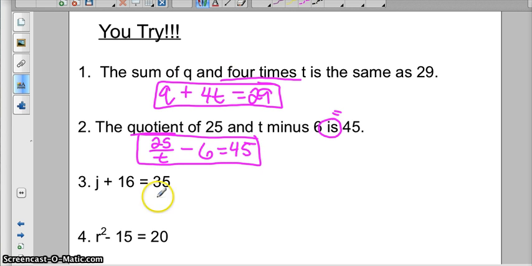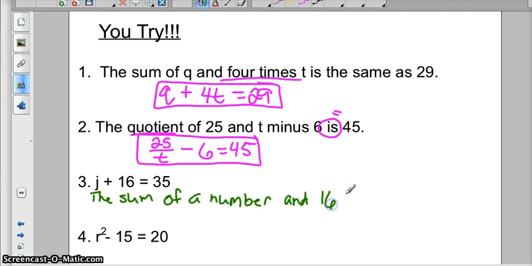Alright, I'm going to switch up the colors here. Now they give us the equation. We're going to go ahead and write the sentence. So j plus 16 equals 35. Or you can write the sum of a number. I just think it sounds cooler when we say the sum of a number. And 16 is 35.